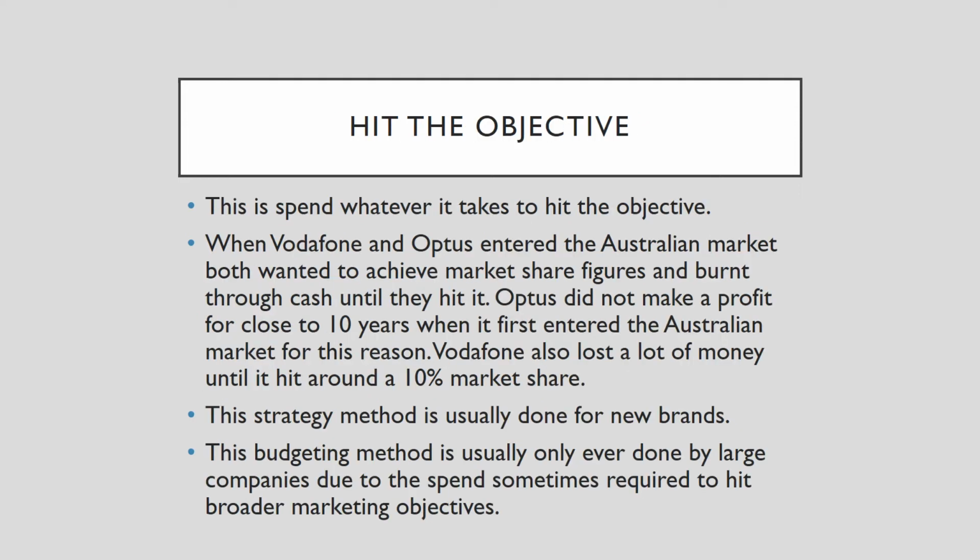Hit the objective. This is spend whatever it takes to hit the objective. When Vodafone and Optus entered the Australian market, for example, both wanted to achieve market share figures and burned through cash until they hit it. Optus did not make a profit for close to 10 years in Australia. Vodafone also lost a lot of money until it hit around a 10% market share. This strategy method is usually done for new brands. This budgeting method is usually only ever done by large companies due to the spend sometimes required to hit broader marketing objectives.